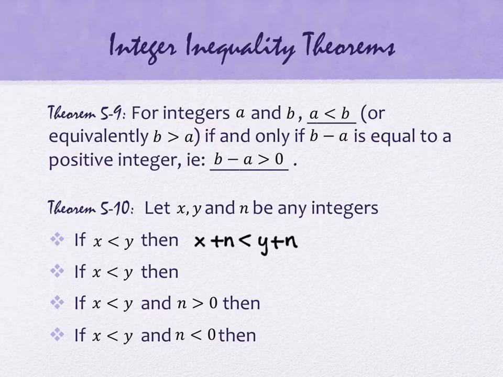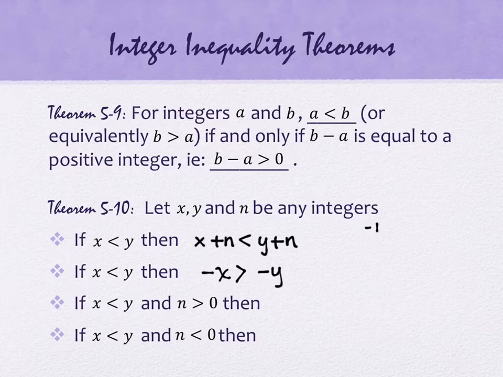The next one talks about what happens when I multiply by a negative. If x is less than y, and I multiply them both by a -1, the inequality actually changes direction. So I actually end up with negative x is greater than negative y. And I'm just going to show you an example with numbers to show you why that makes sense, because numbers make sense of it a lot easier.